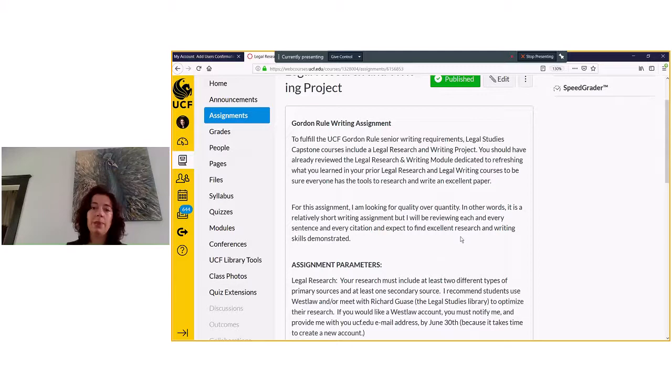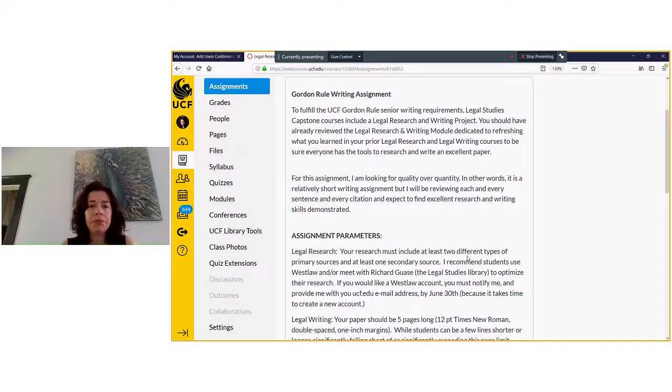But the legal research and writing paper is not an easy 100 by any means at all. So please do make sure you're reading the assignment parameters. This is your Gordon Rule writing assignment. Every major at UCF has 2 papers that students need to write under the Gordon Rule. One you did during legal writing, and your second one is this paper in your senior capstone, okay?